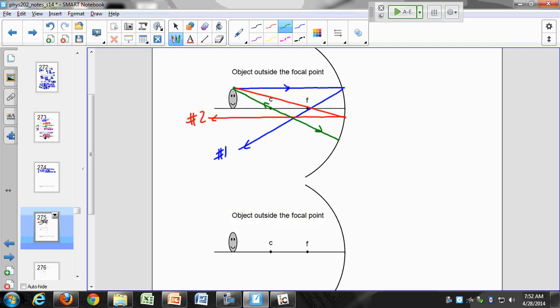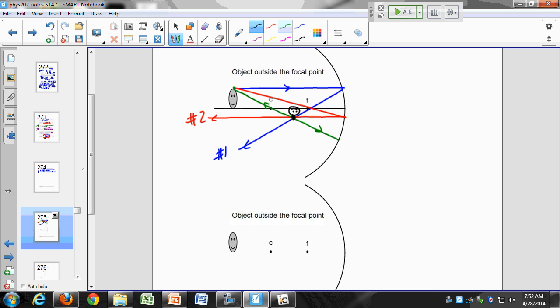All right, so already I see now where my image is. It's where these 3 rays all come together. I can draw my happy face here. But remember, it's going to be upside down, so it'll look like that.